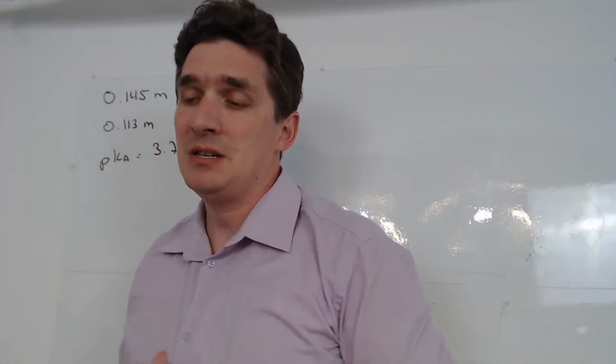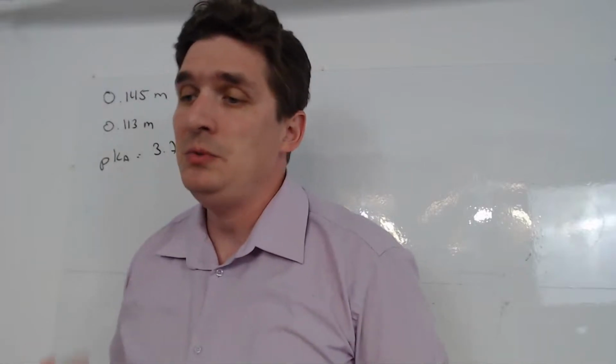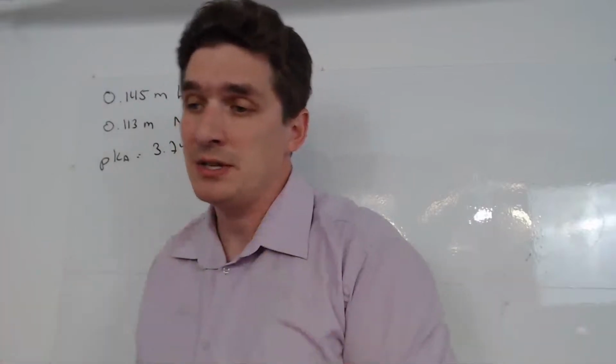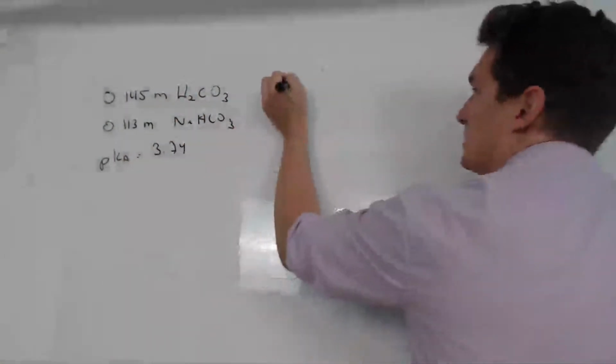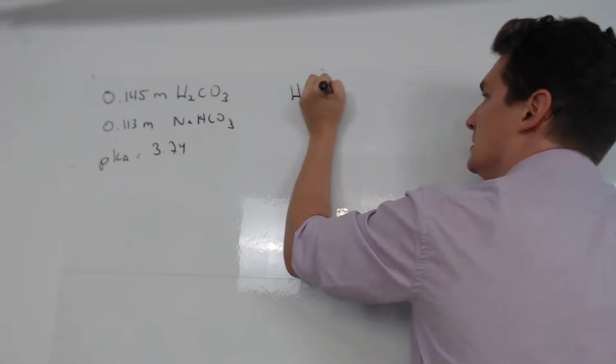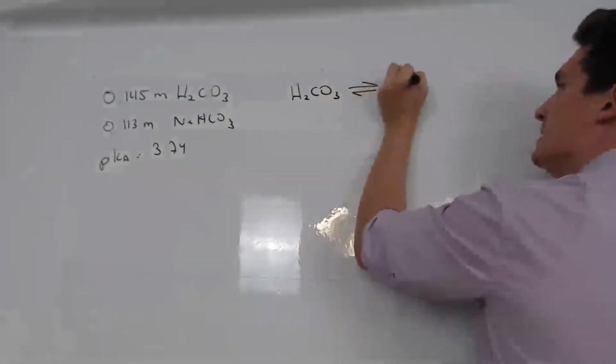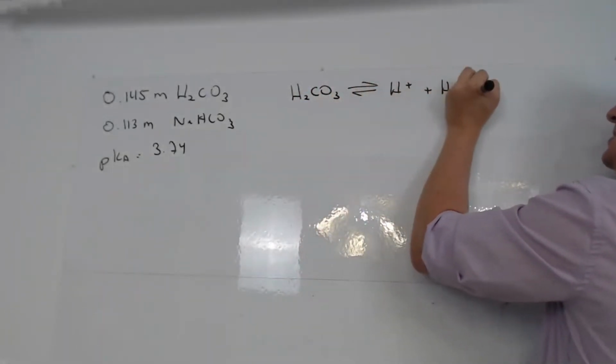Now, again, this is specific to my packets just to make life easier on you. The first one is the parent. The second one is the conjugate. So this is an acid because we're given pKa. So we have H2CO3 dissociates into H+ and HCO3-.